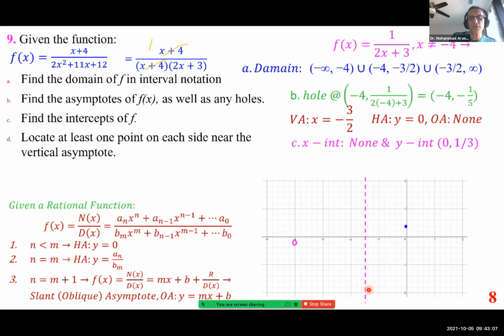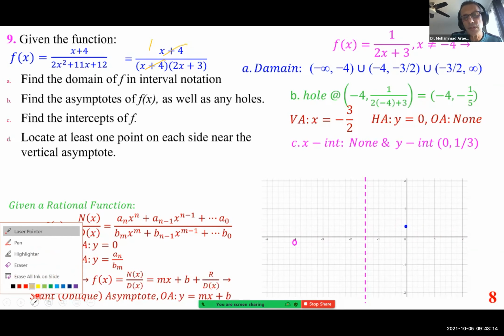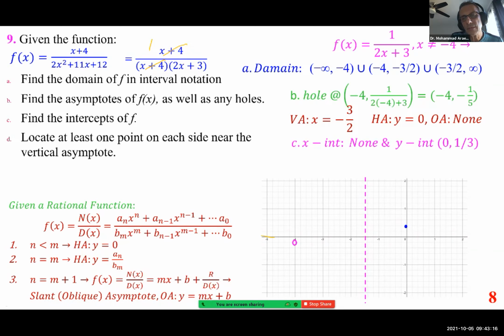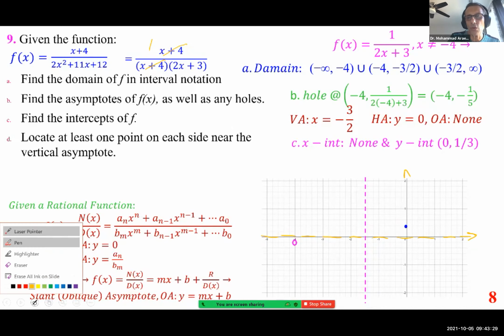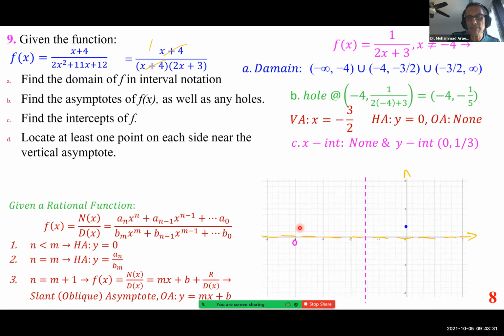And on the left side of your vertical asymptote, remember, this is your horizontal. Let me draw the horizontal asymptote as such. So this is the x-axis, also the horizontal asymptote. So the graph goes like this or like this.